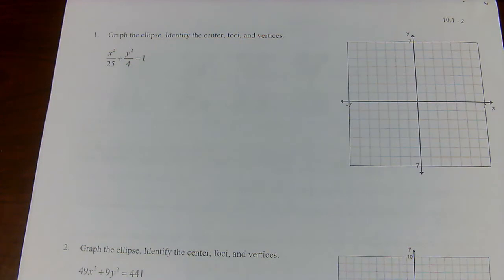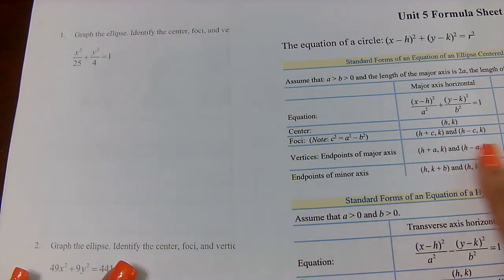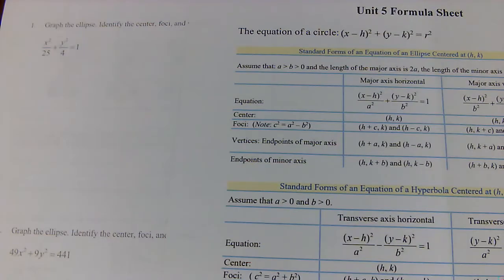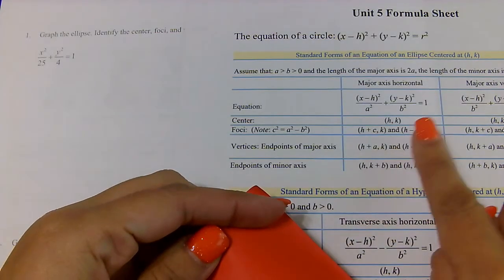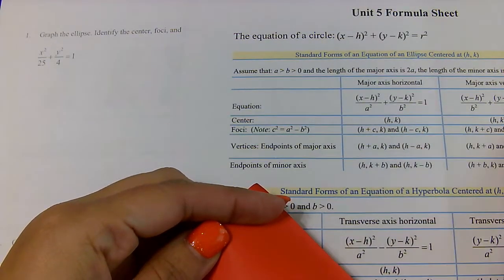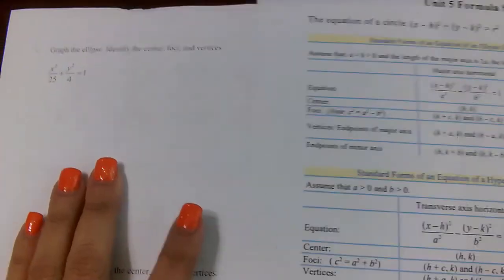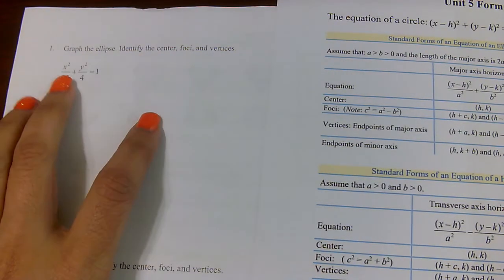Number 1 says, graph the ellipse and identify the center, the foci, and the vertices. I'll be using the formula sheet that I've provided for your exam. The other thing I recommend in this unit is having a clear post-it note, so we can cover up the set of equations we don't use. Okay, let's go ahead and start with the first one.